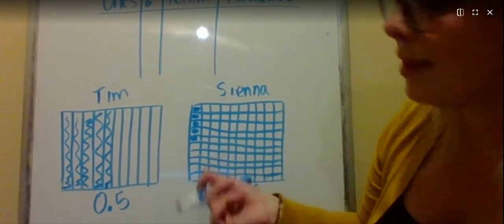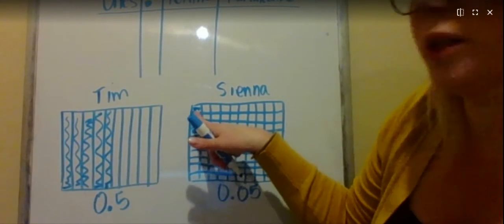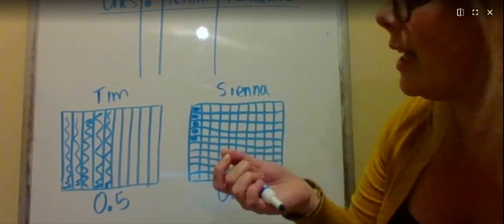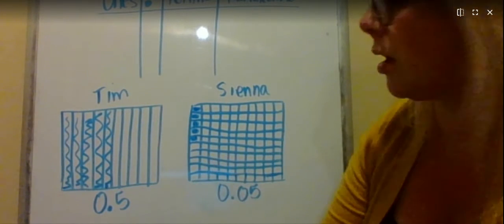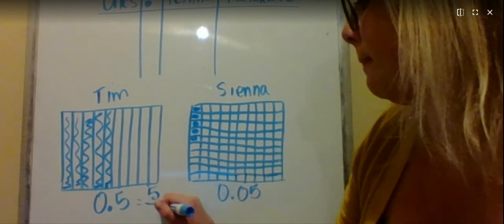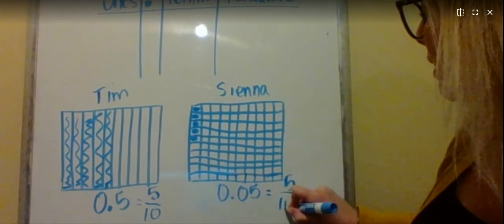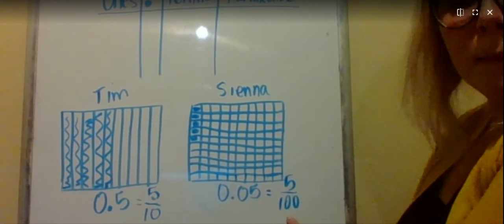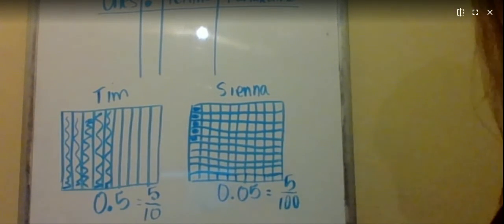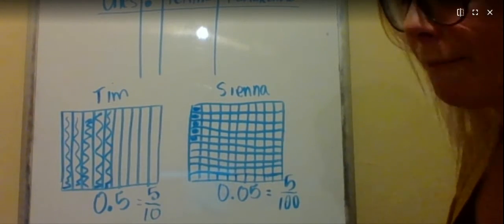Now, look at the size of just 1/10 and 1/100th, right? 1/100th is a really tiny piece. And think about it, because fractions and decimals are the same. If here I have 5/10, and here I have 5/100, the bigger the denominator, the smaller the pieces get, right? So we can tell that Tim has more because 5/10 is greater than 5/100.